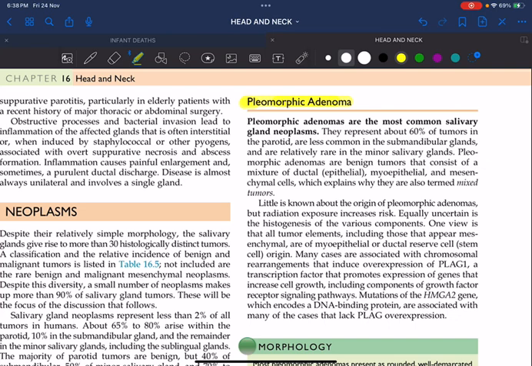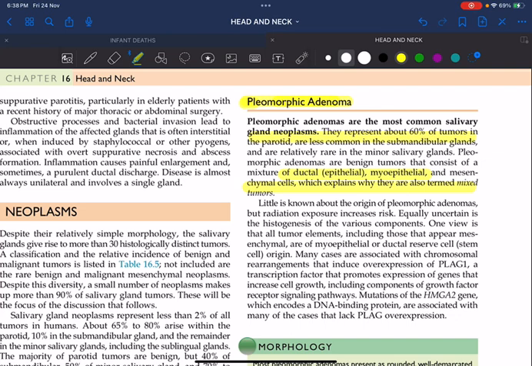So remember, they are the most common tumors of the parotid salivary gland, followed by the submandibular and minor salivary glands. Why is it called pleomorphic? Because it has a mixture of a ductal component, a myoepithelial component, and a mesenchymal component. That is why they are also called mixed tumors.